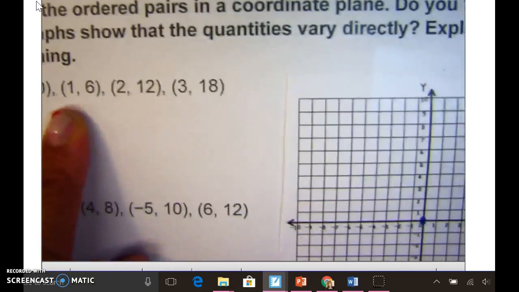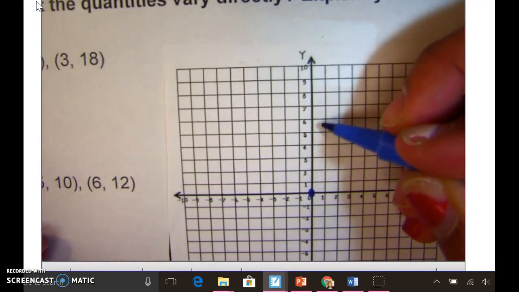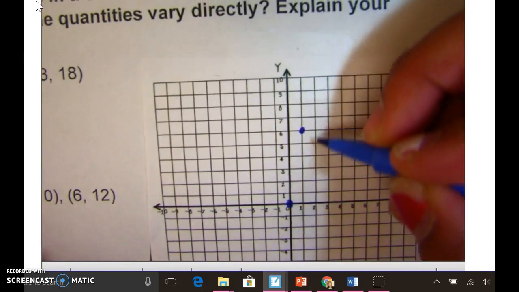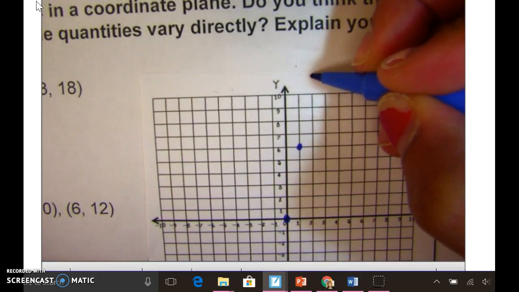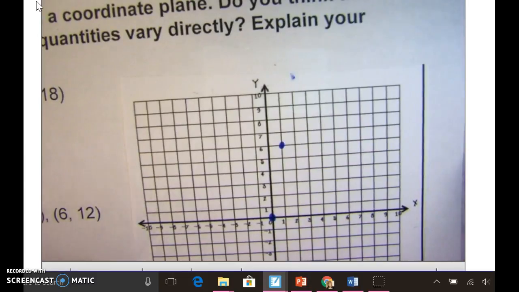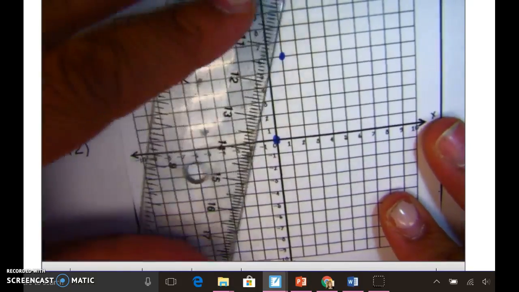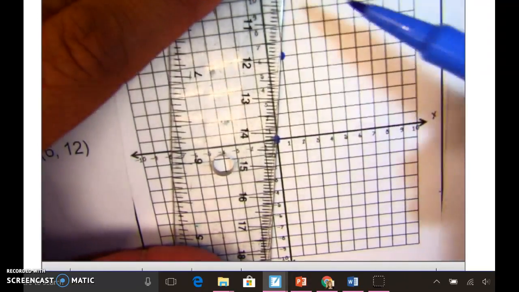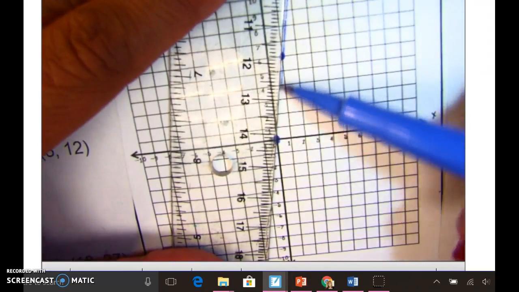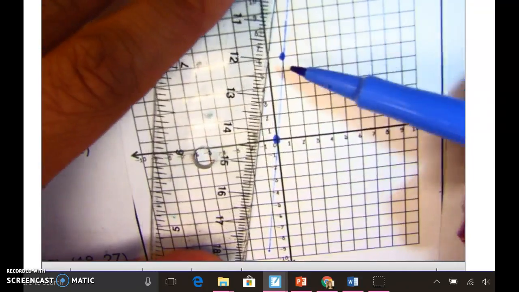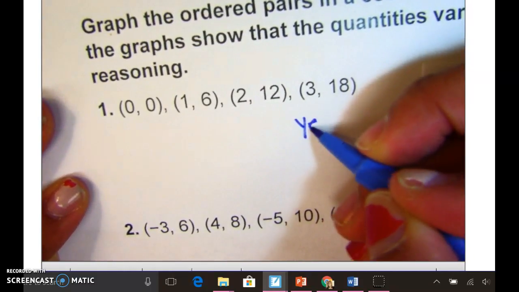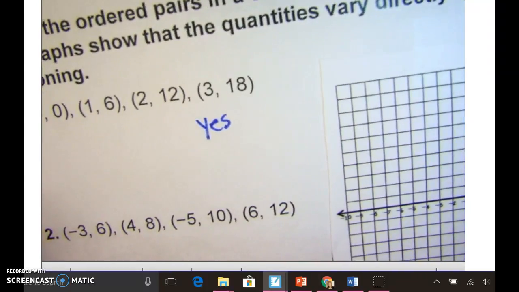Then 1, 6 is the next point. 1 up to 6. You have 2, 12 over 2, and my graph doesn't quite go up to 12. But with the points that I have, I can show that it varies directly. And when you connect those points, and really you only need 2 points for a line, the more points that you have, that kind of defines the line a little bit more for you. But you could see that it goes through the origin. It's a straight line. So I would say yes. It varies directly.